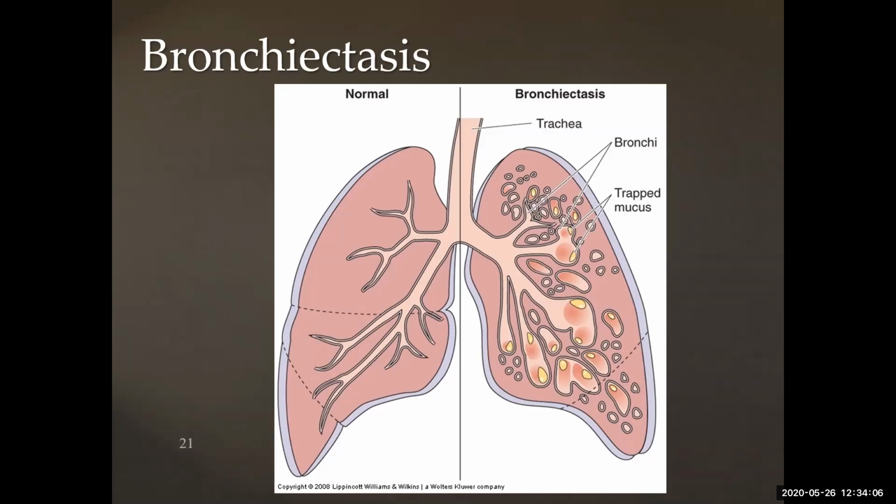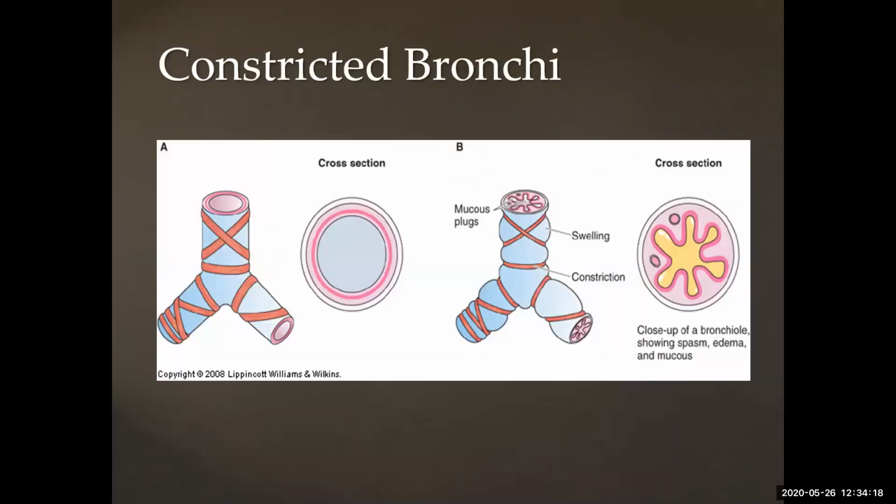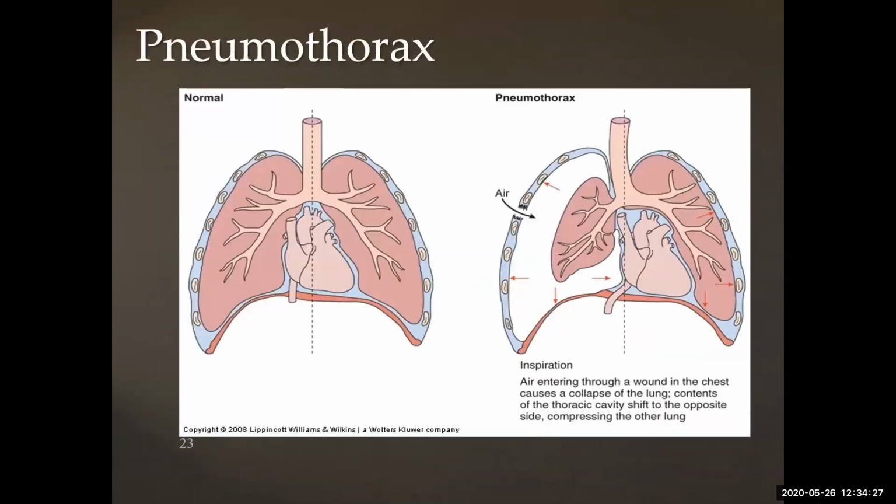And then you can see where the fluid or mucus is trapped inside the bronchi or the bronchioles. This one will show you how it gets narrow, so the cross section, and then on the right, you can see where you have spasms, edema, and mucus where you can't exchange air.